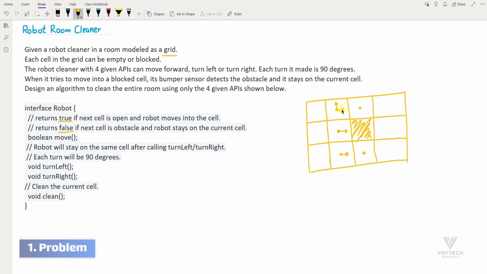For example, if it's going toward this direction and I call turn right, the new direction would be this. Or if the direction is this and I call turn left, the new direction will be this. So yeah, and 90 degrees that we have talked about before. And also we have a method called clean to clean that cell. So when the robot is here and we call clean, it means that this cell has been cleaned.